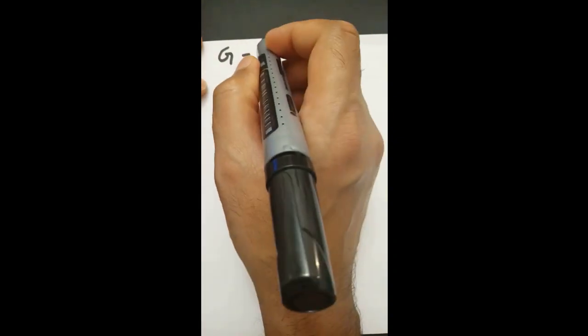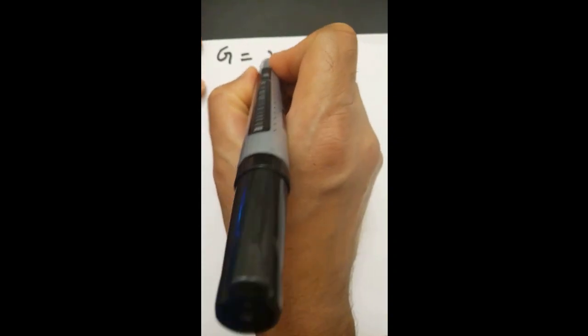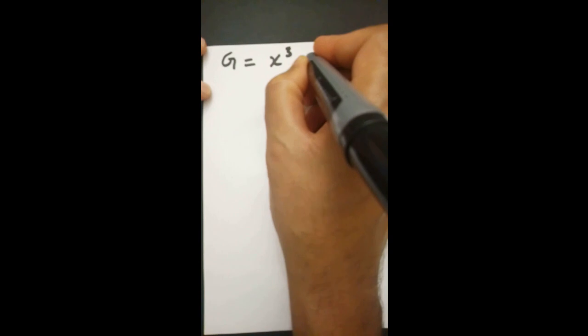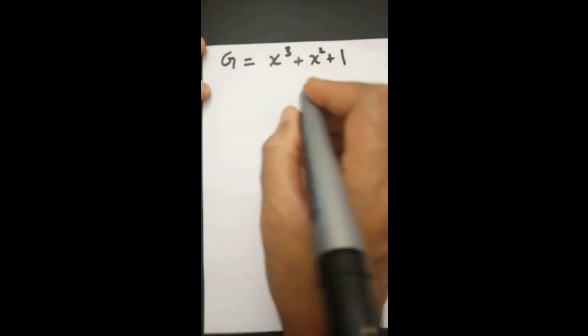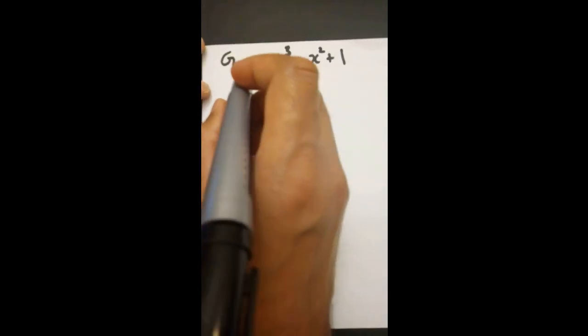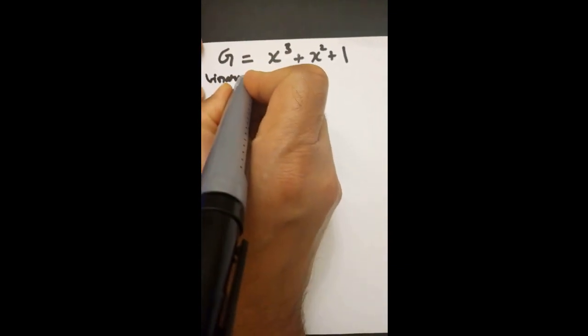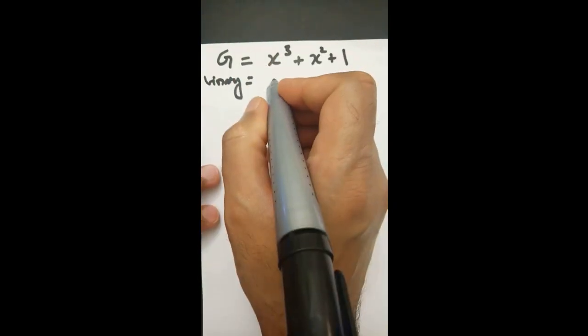So let's assume that we have x cube plus x square plus 1. This is the generator given. Now we have to convert this into the binary format. And excuse my writing as always, right? So what should we do?